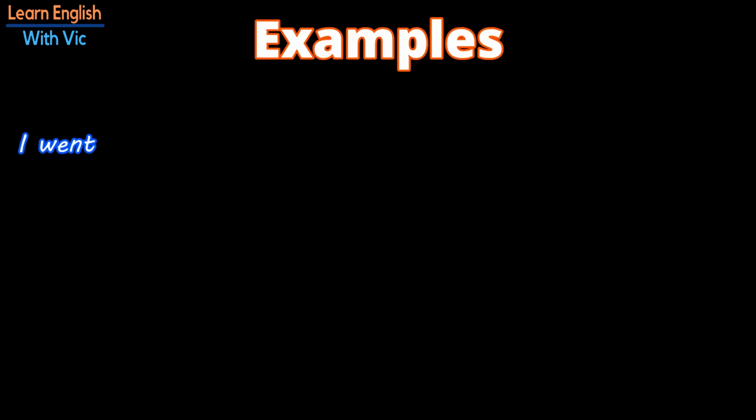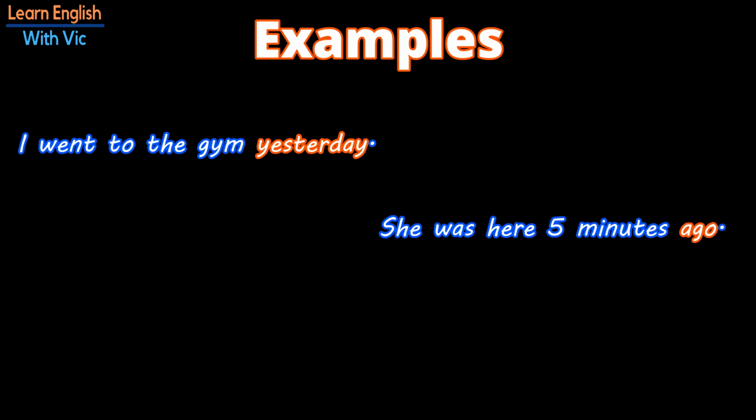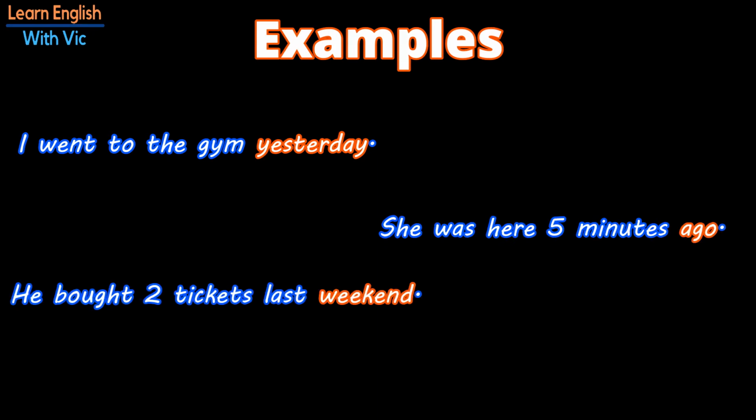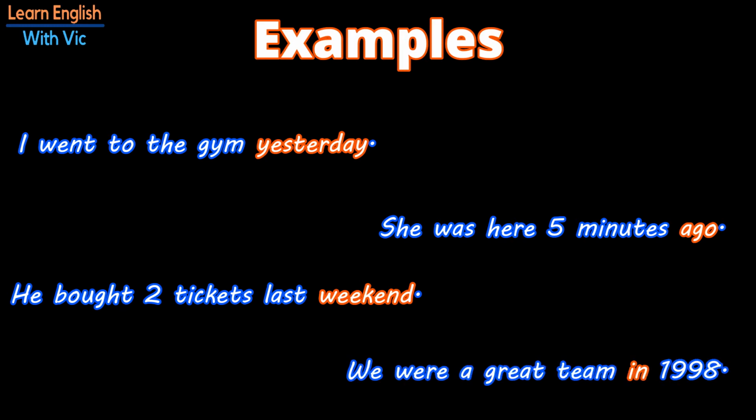Let's take a look at some examples. I went to the gym yesterday. She was here 5 minutes ago. He bought 2 tickets last weekend. We were a great team in 1998.